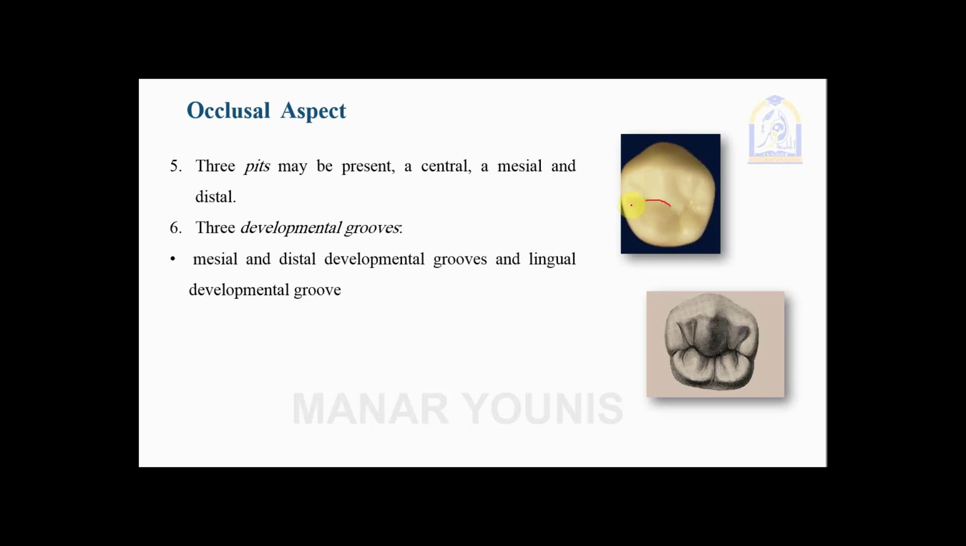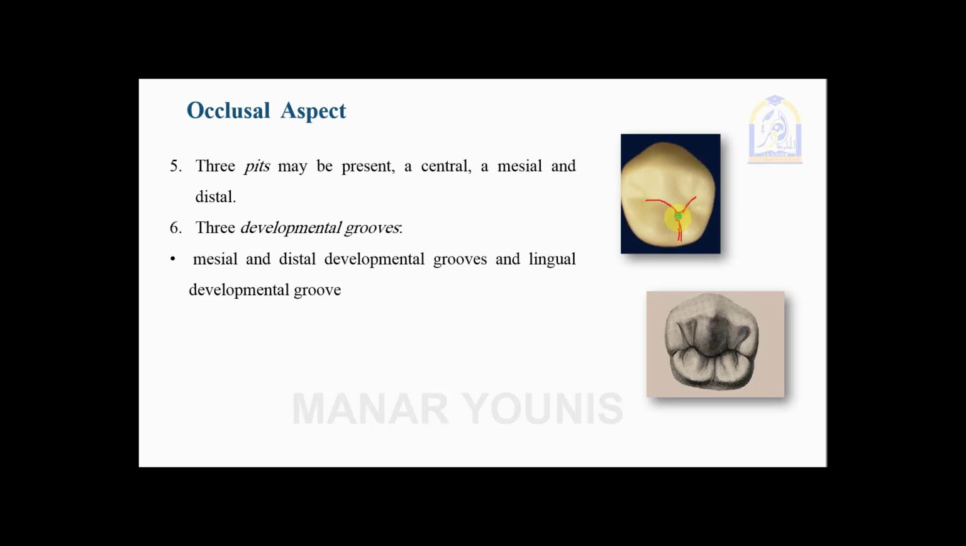The three cusp type shows three developmental grooves: the mesial developmental groove, the distal developmental groove, and the lingual developmental groove. They all meet and merge in the central pit. So this will be the central pit. The mesial developmental groove travels in a mesial direction, while the distal developmental groove travels in a distal direction. The lingual groove will extend between the two lingual cusps and end on the lingual surface.